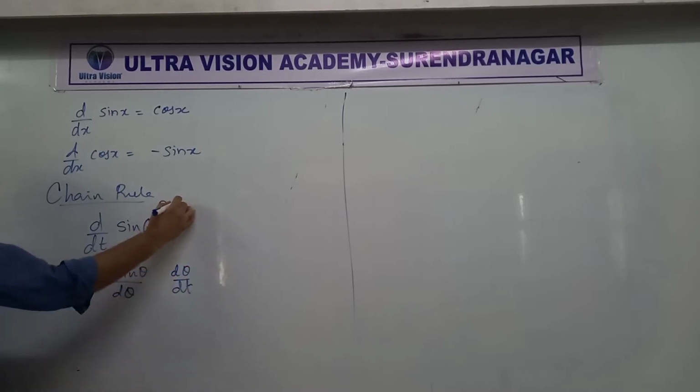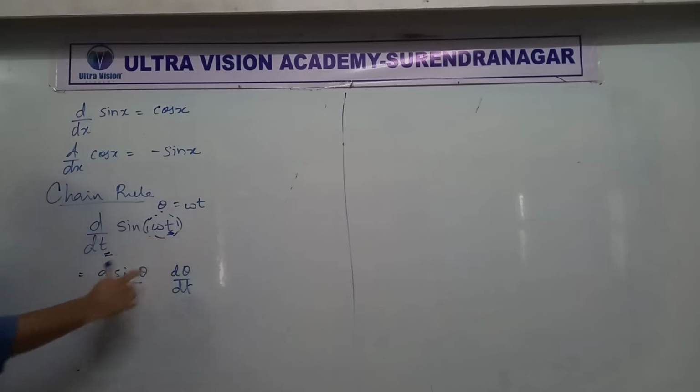Did you understand this step? We are going to take theta equal to omega t and then we write this. Is this step clear? Say yes or no. This chapter completely depends on this. If you have not understood, I'll have to go through it again.